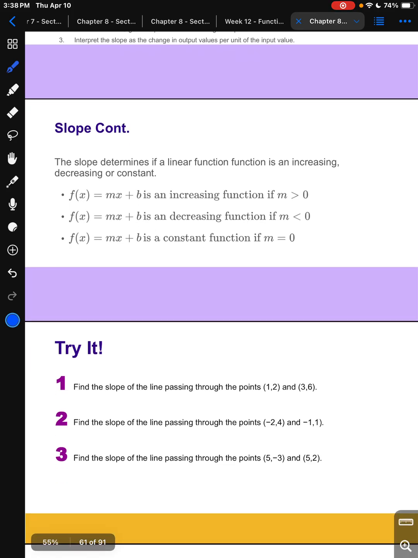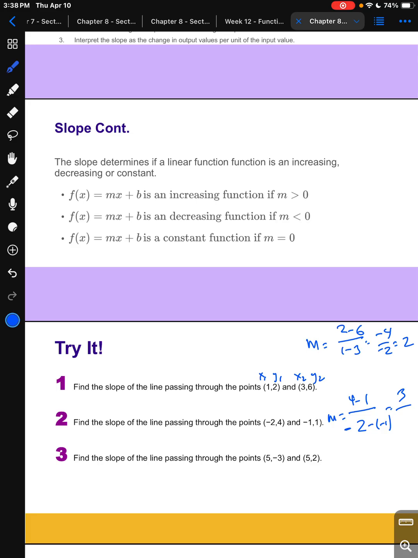So if I want to find the slope of 2 points, I'm going to go, this is x1, y1, x2, y2. The slope is equal to 2 minus 6 over 1 minus 3, or negative 4 over negative 2, or 2. This next one, I'm going to go slope equals 4 minus 1 over negative 2 minus negative 1, which is 3 over negative 1, or negative 3.